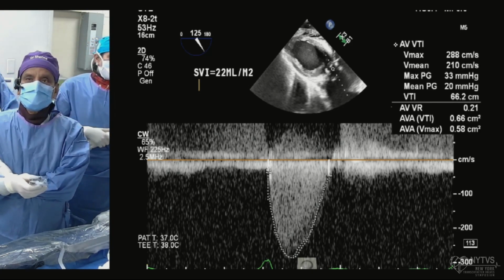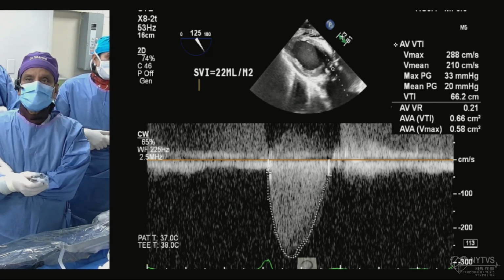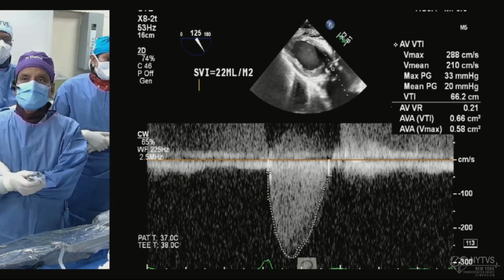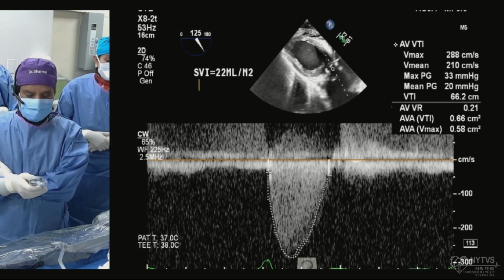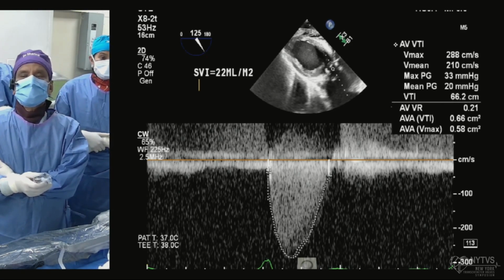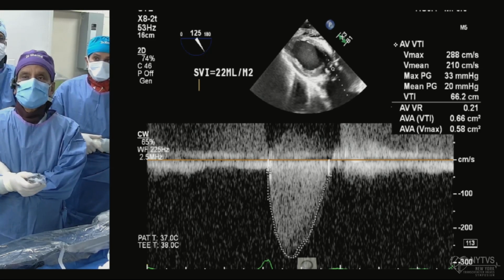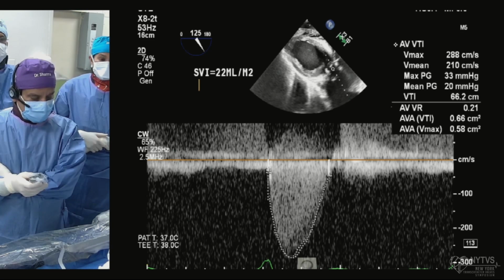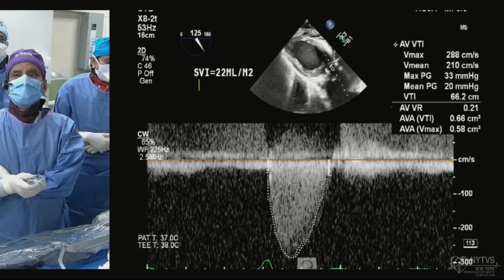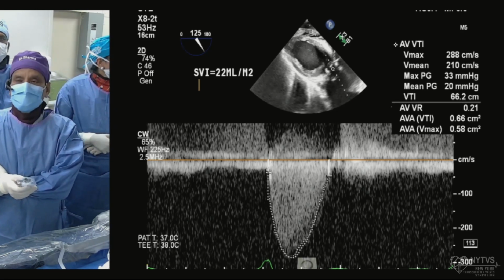Peak velocity 2.9, peak gradient 33, mean gradient 20, aortic valve area 0.7 square centimeters. So it's a low-flow, low-gradient aortic stenosis with a stroke volume index of 22. It's a degenerated Sapien valve with both AS and moderate AI. Thank you. Beautiful. Okay, let's go to our presentation now.